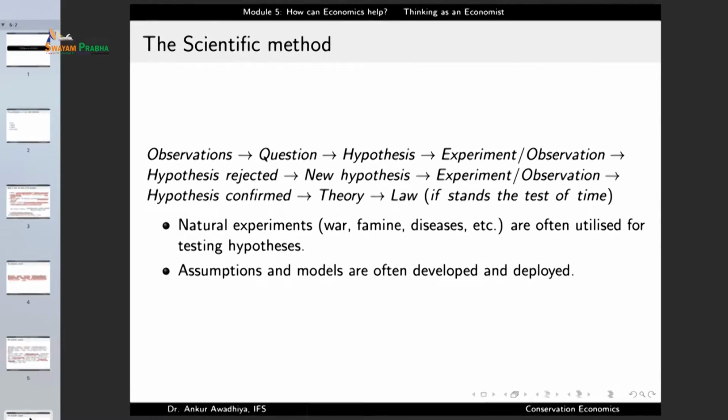And in the scientific method, we also make use of assumptions and models. Why? Because if you look at the scientific method, you will find that there are a number of hypotheses that need to be tested. And if we do not make certain assumptions, then there will be so many hypotheses that it will be very difficult to check any of those.